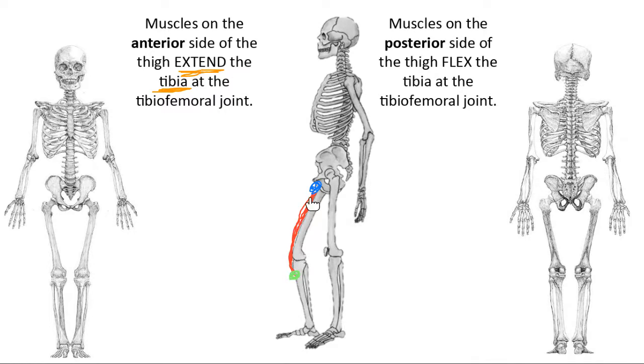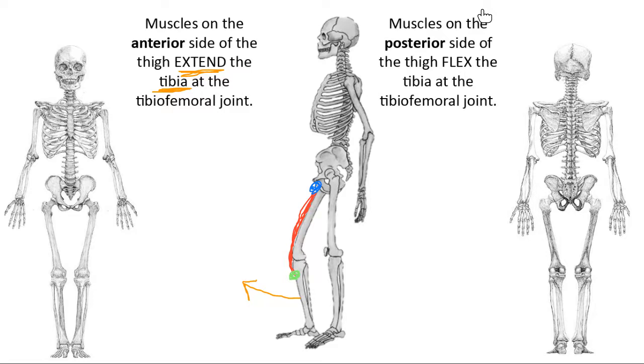If you're a muscle that lives on the front side of the thigh, when you attach down here on the tibia, you make the tibia go forward. So extension of the tibia is when you go to kick a ball. Extension of the tibia, kicking a ball. So if you live on the front side of the thigh, you help with kicking a ball. You do extension. If you live on the back side of the thigh, you do flexion. Remember that the word flexion means that we're bringing two things closer together.